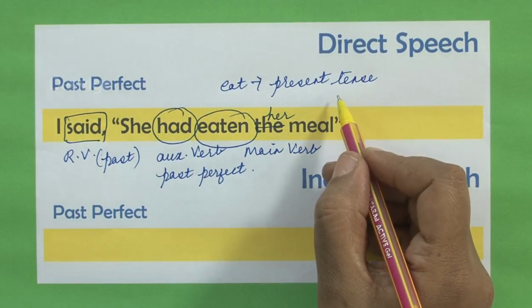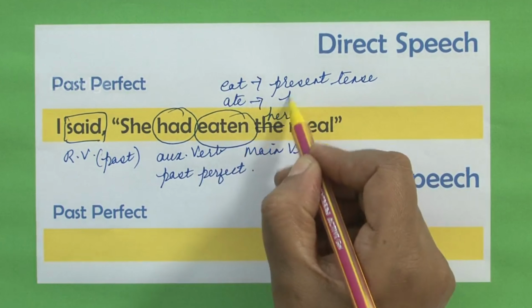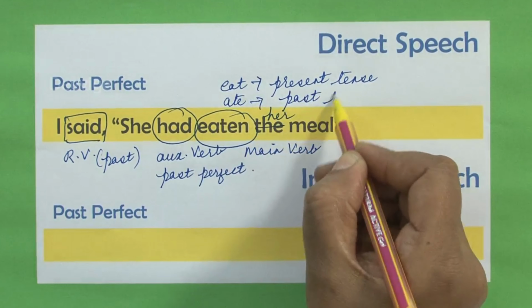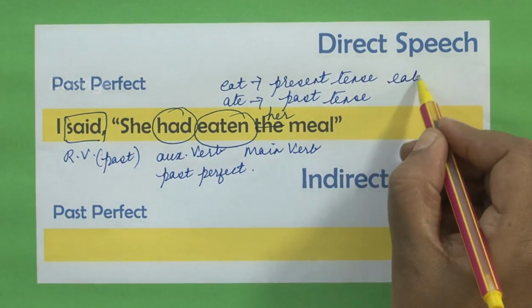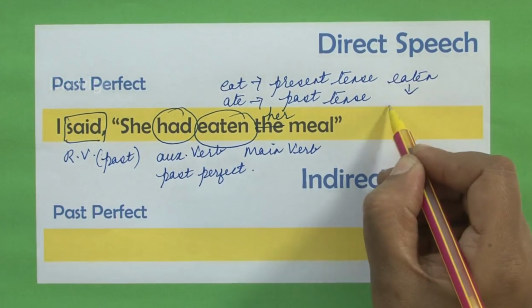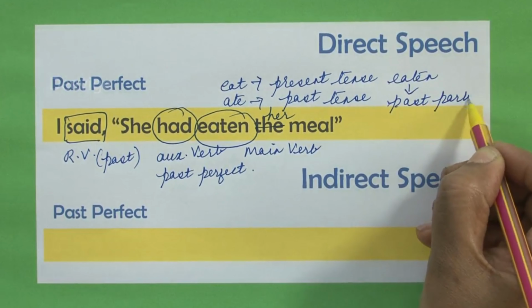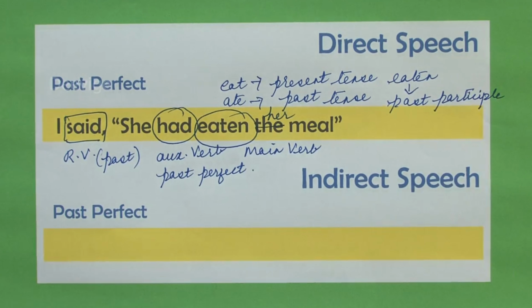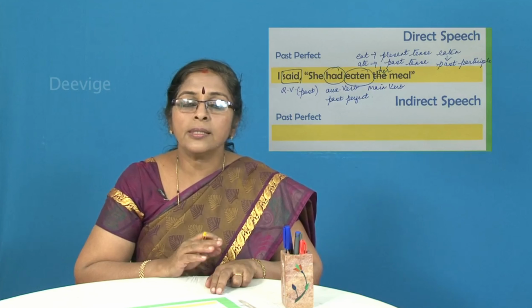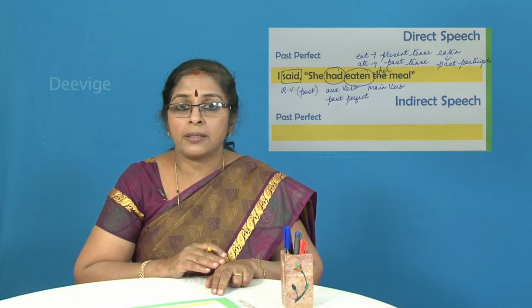Present tense, in Kannada, vartamana kala. Ate is past tense. Past tense is bhuta kala. And eaten, what does eaten indicate? Past participle, P-A-R-T-I-C-I-P-L-E. So, eat is present tense, ate is past tense and eaten is past participle form.